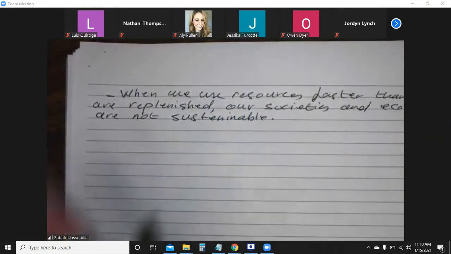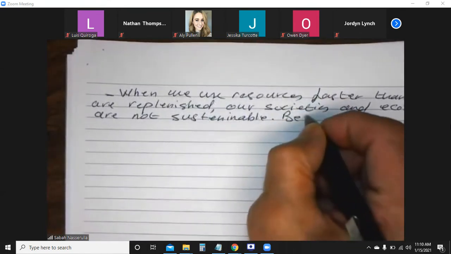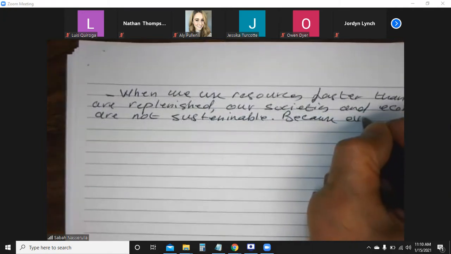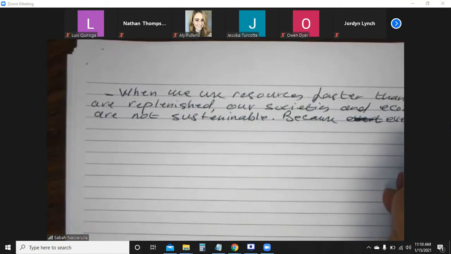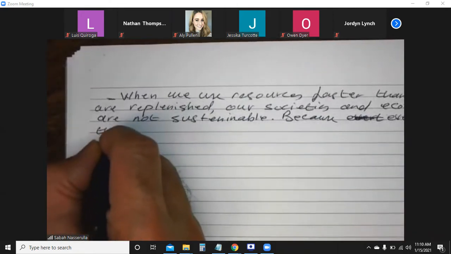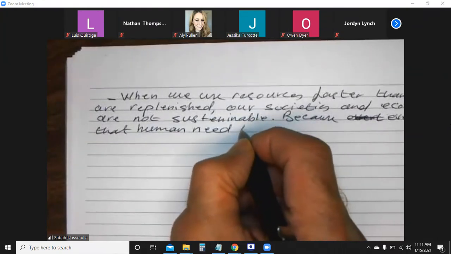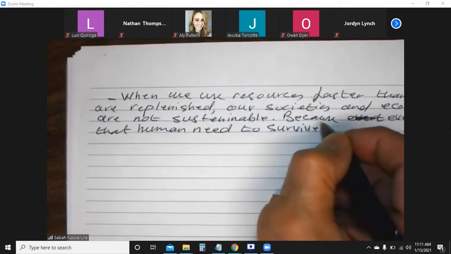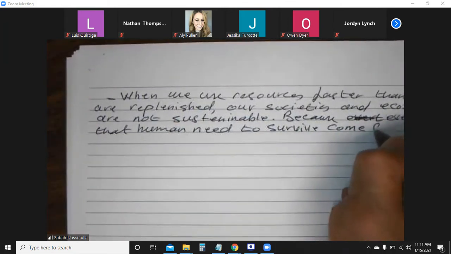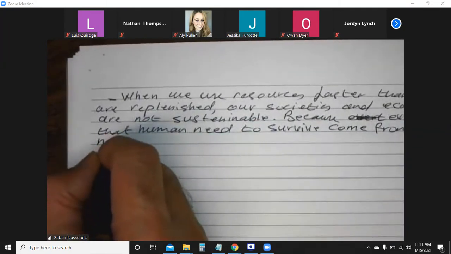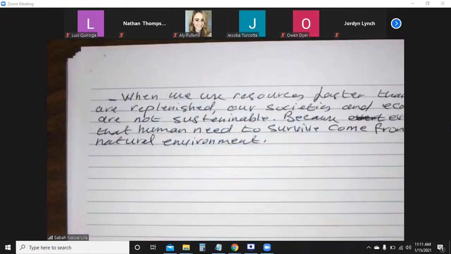Because, as you already know, everything we need basically comes from nature. Everything that a human needs to survive comes from the natural environment.